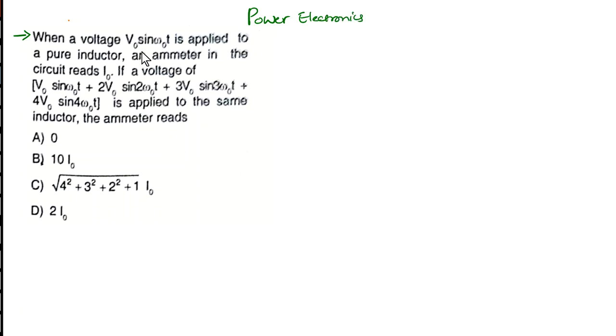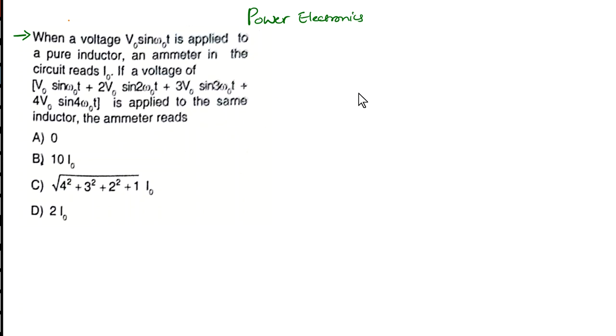Okay, so the first question here is: when a voltage V naught sin omega naught t is applied to a pure inductor, an ammeter in the circuit reads I naught. If the voltage of V naught sin omega naught t plus 2 V naught sin 2 omega naught t plus 3 V naught sin 3 omega naught t plus 4 V naught sin 4 omega naught t is applied to the same inductor, the ammeter reads in.